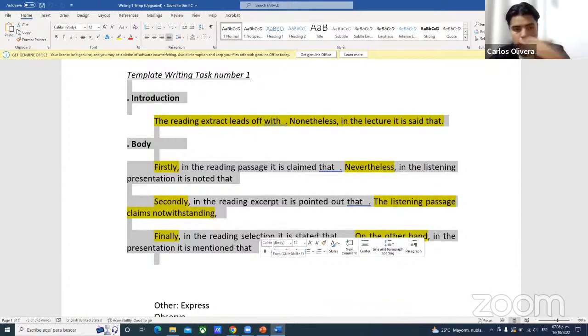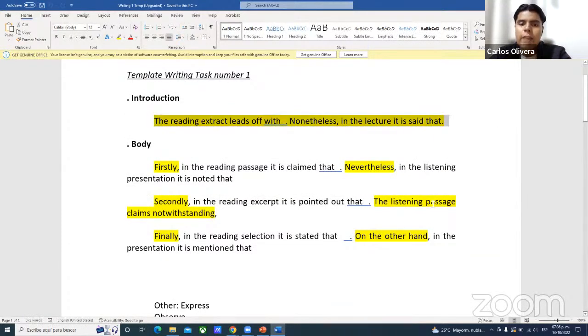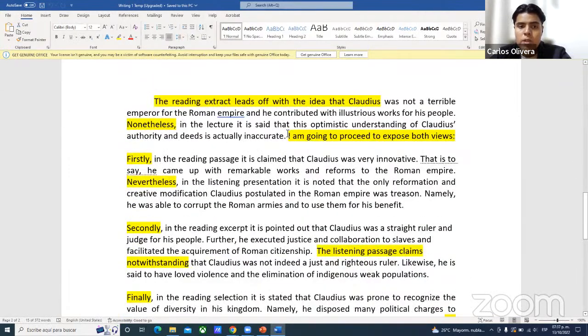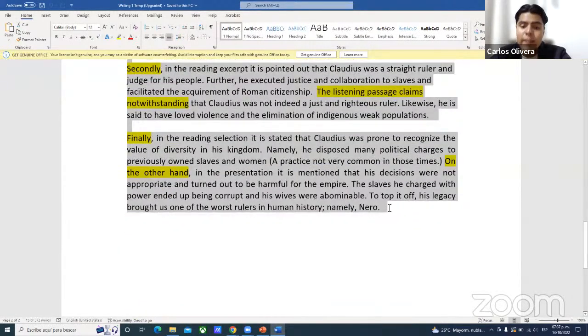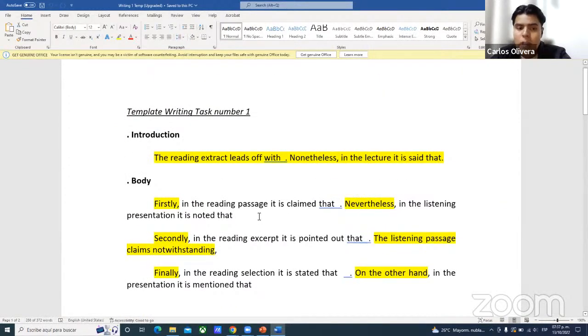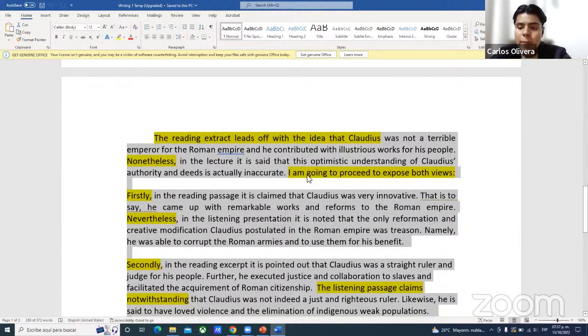Now, on this part, it's very important for you to understand. Here you have the template, all right? And if you scroll down a little bit, you're going to find another page in which I have actually written an essay using that template for you to, of course, identify how I am using this template and to make it more understandable, right?